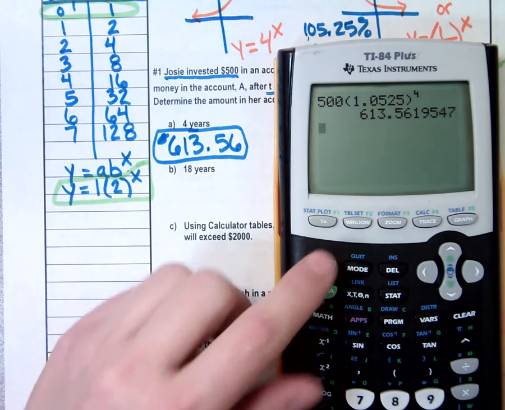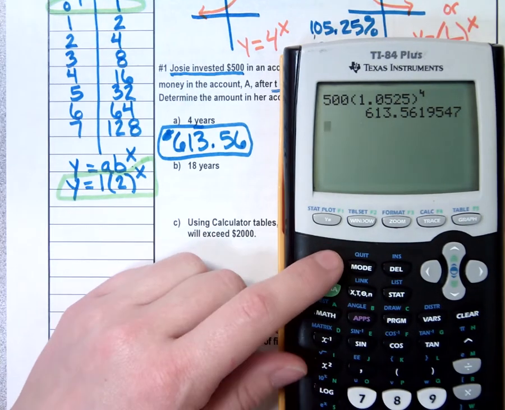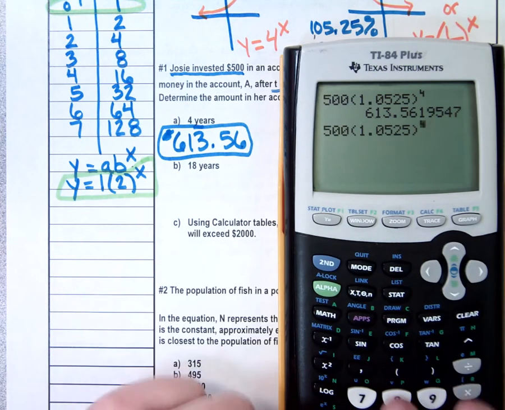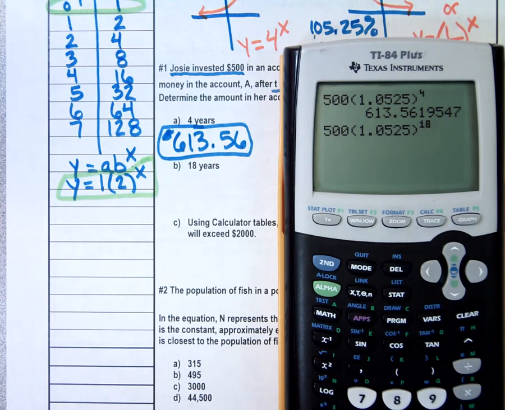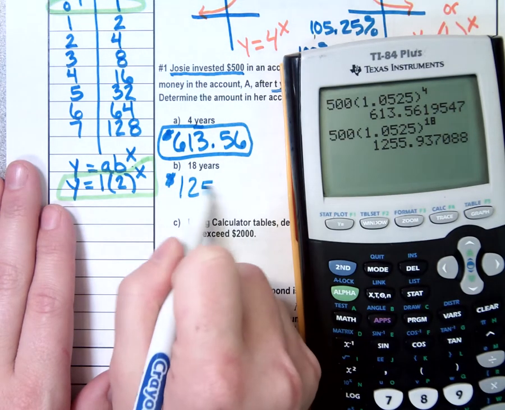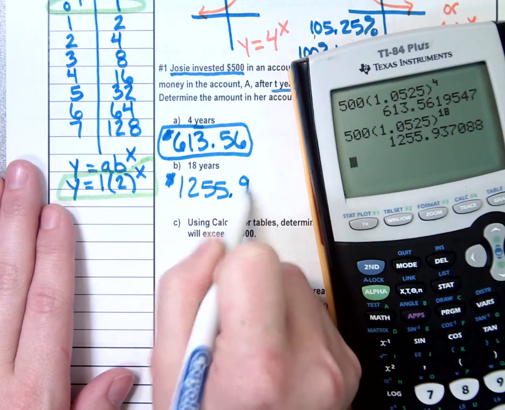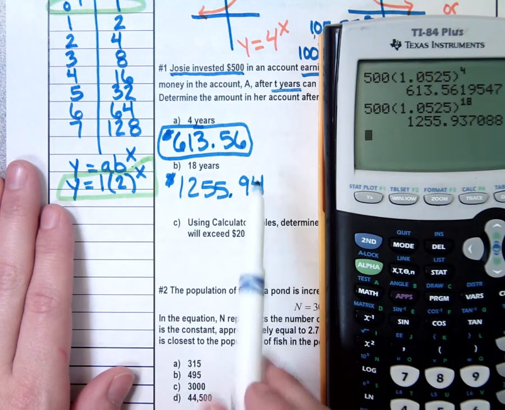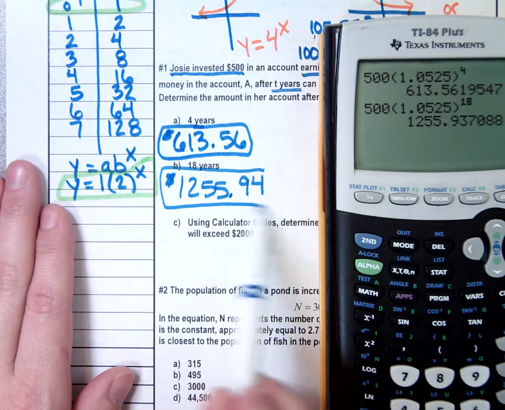Okay, so if I want to know after 18 years, what would I do? You have to change the 4 to an 18. So I'm going to change the 4 to an 18 because it's interested in after 18 years. Whoa. And after 18 years, she has approximately $1,255.94. And this is just dumping the money in and just watching it grow.